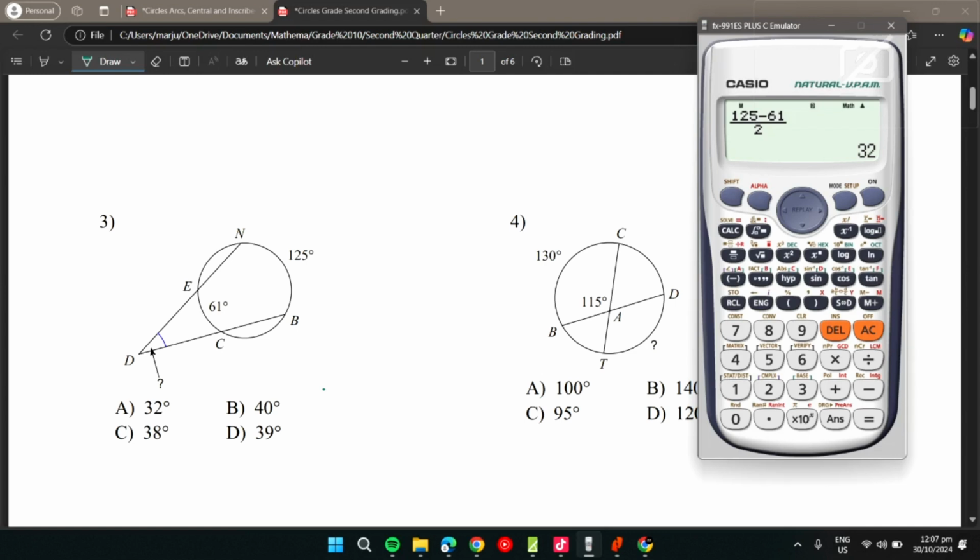That's 32. Klaro yung number 3? Or may question tayo with number 3? Alright, is number 3 clear?